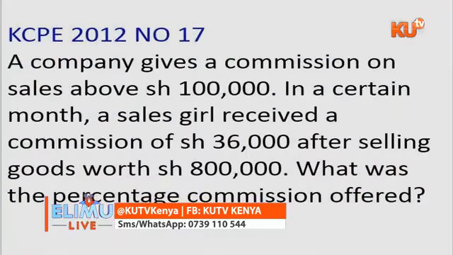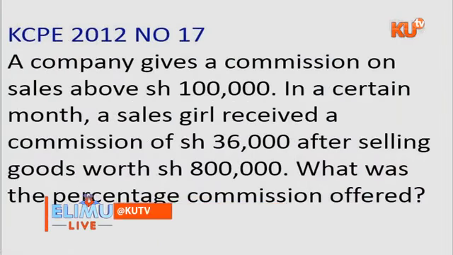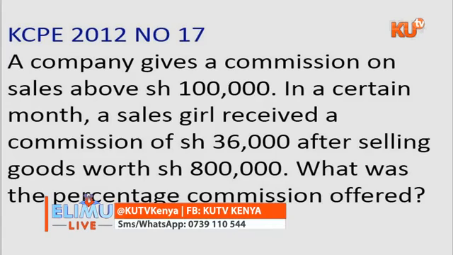So let me erase this part. A company gives a commission on sales above 100,000. In a certain month, a sales girl received a commission of 36,000 after selling goods worth 800,000. What was the percentage commission offered?